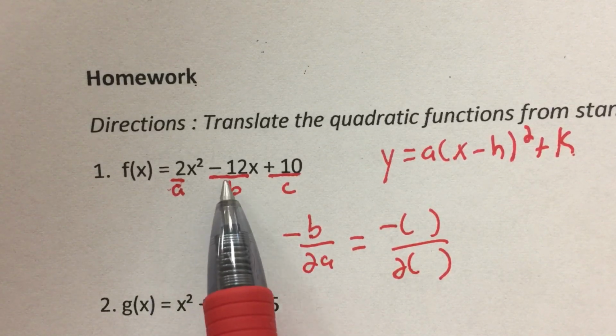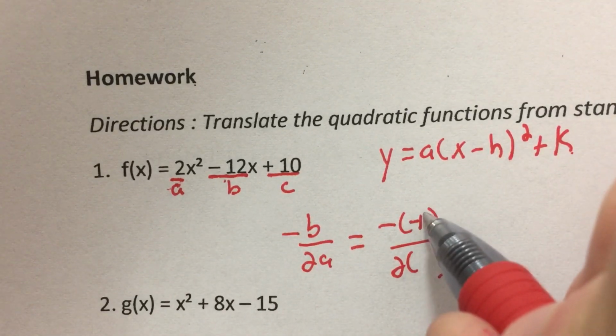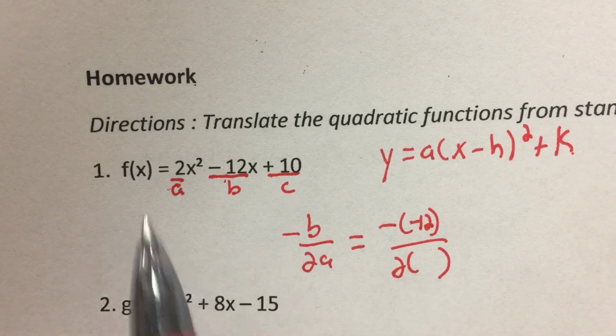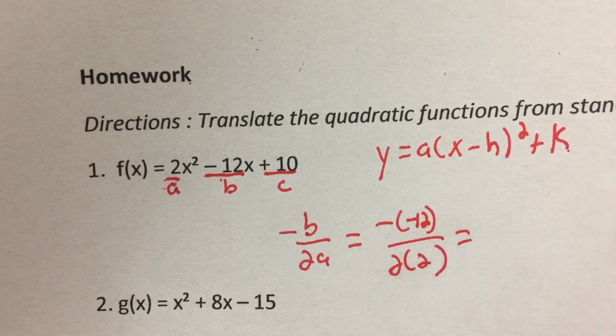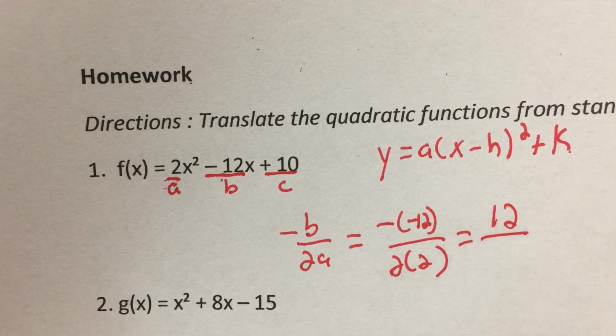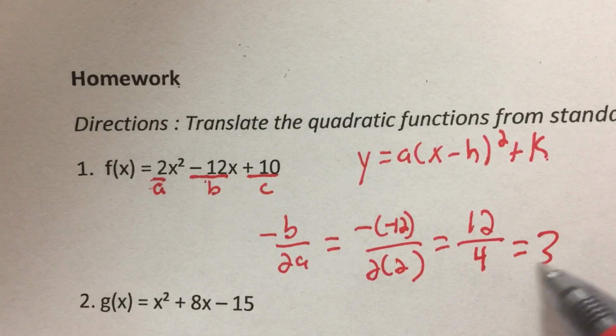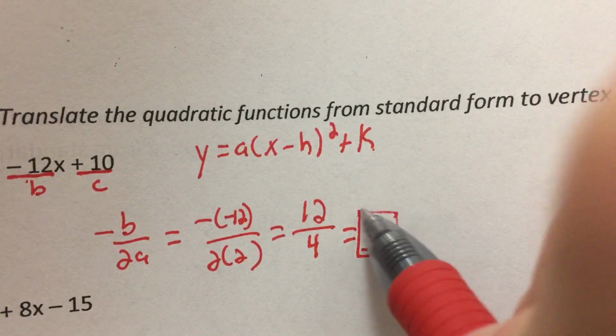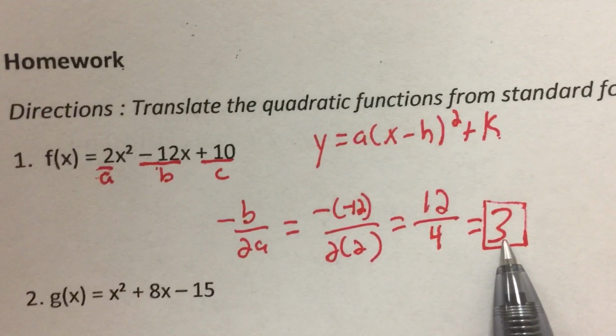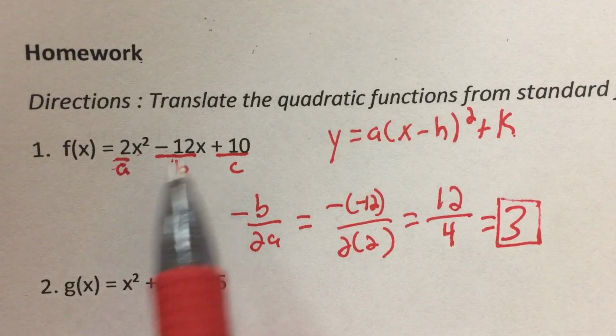In this case, my b value is a negative 12, so I'm going to plug that in there. And my a value is a positive 2. Negative times a negative makes that 12 at the top positive, and at the bottom, 2 times 2 makes 4. 12 divided by 4 is the number 3. There's my H. All right? 3. Now I take that number I just found and I plug it in for x in the original equation.